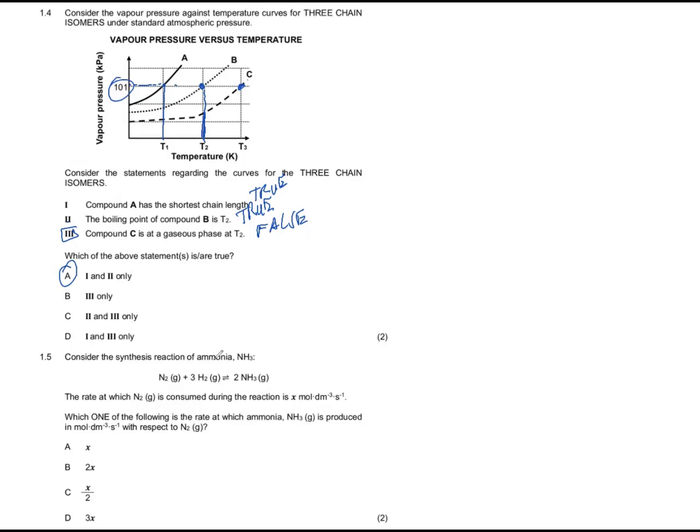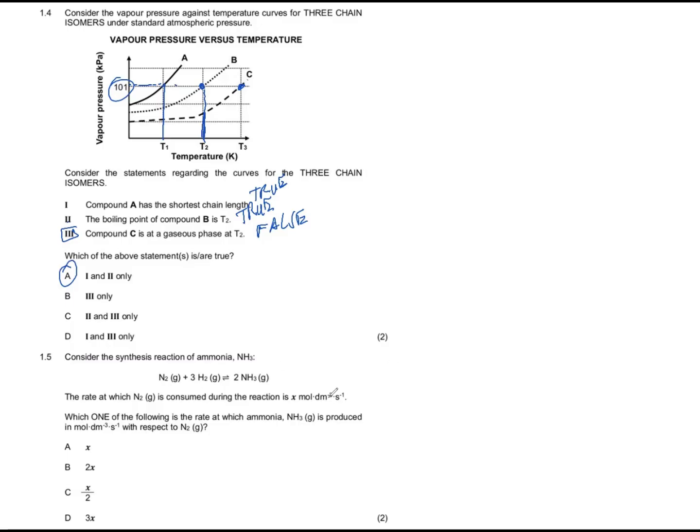Then consider the synthesis reaction of ammonia. The rate at which N2 is consumed during the reaction is X mole per dm cube. Which one of the following is the rate at which ammonia NH3 is produced in mole per dm cube with respect to N2? I think this would have to be considering the ratios.